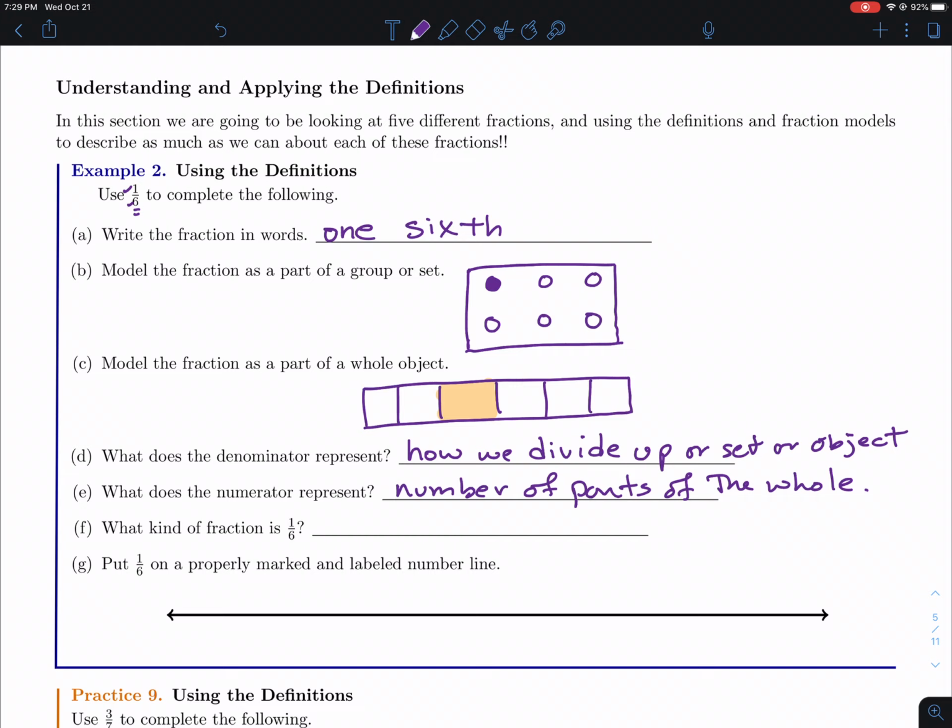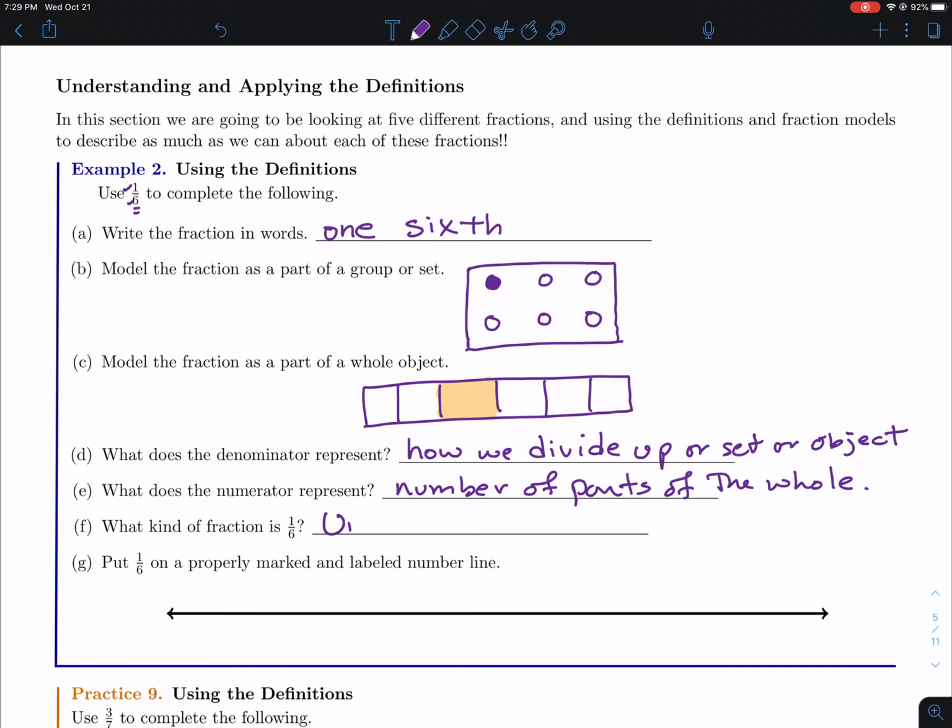All right. So what kind of fraction is 1/6? You might say it's a proper fraction, which is true because 1 is smaller than 6. But in this case, we want to use the best possible name for it. So it's a unit fraction, because it has an actual 1 on top. It is a proper fraction also, but the better name is unit fraction for this one. So this is a unit fraction.